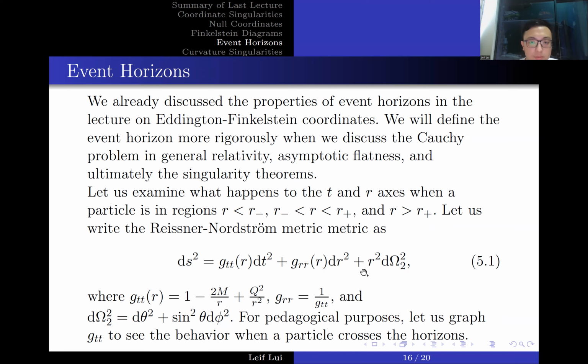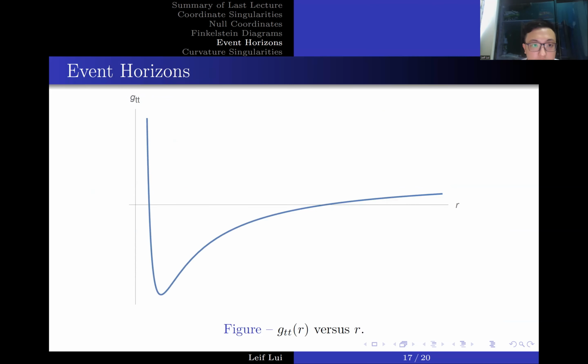So let us write the Reissner-Nordstrom metric as follows, where g_tt is equal to 1 minus 2m over r plus q squared over r squared, and g_rr is simply the reciprocal of g_tt. And we write this with the angular coordinates of a two-sphere. For pedagogical purposes, let us graph g_tt and see the behavior of the particle once it crosses the horizons.